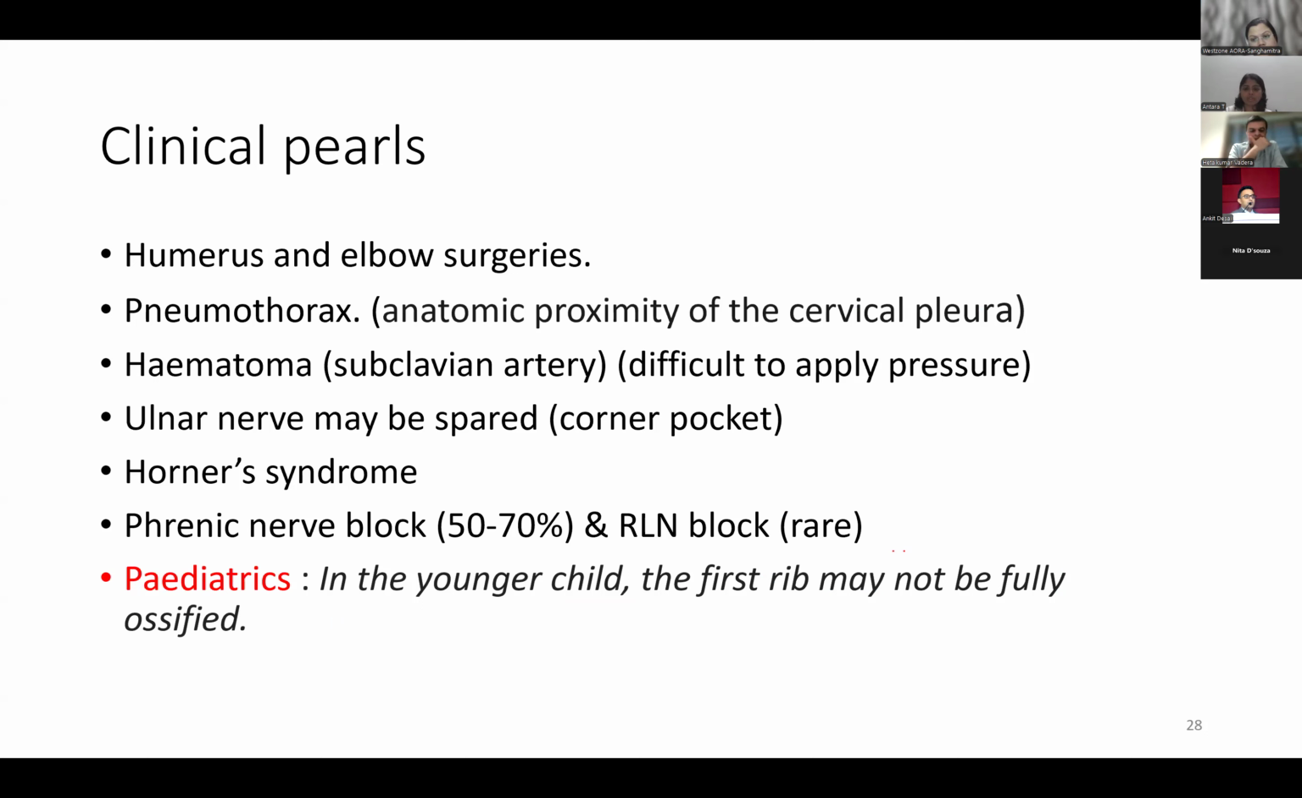Because of the anatomical proximity of the cervical pleura, there is a high risk of pneumothorax. And if the subclavian artery is punctured, hematoma formation can happen, on which it is difficult to apply pressure. The ulnar nerve may be spared because of lack of local anesthesia spread to the corner pocket. Even in this, we have a risk of Horner's syndrome. Phrenic nerve block, with 50 to 67% incidence, can happen, which is less than interscalene but still high. Recurrent laryngeal block is rare. In pediatrics, in younger children, the first rib may not be fully ossified, thus increasing the risk of pneumothorax in this block.